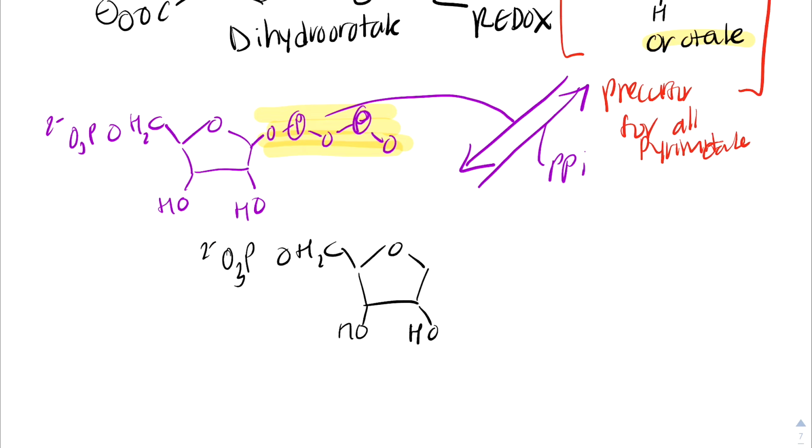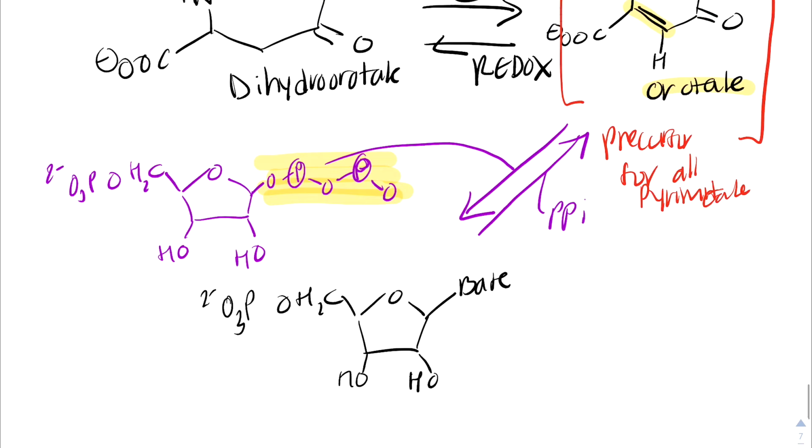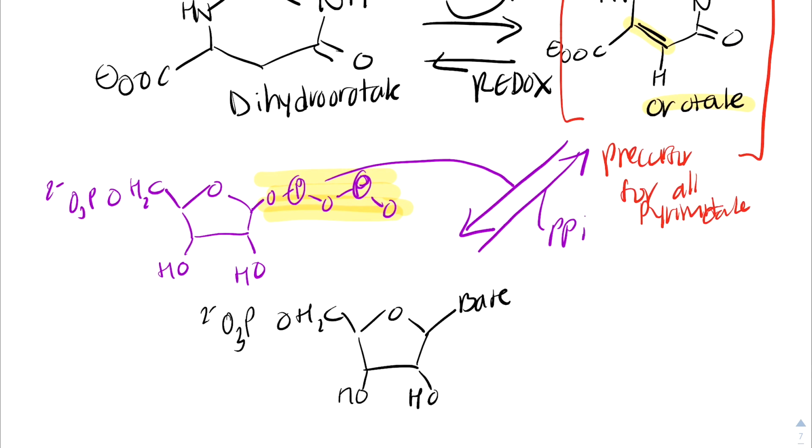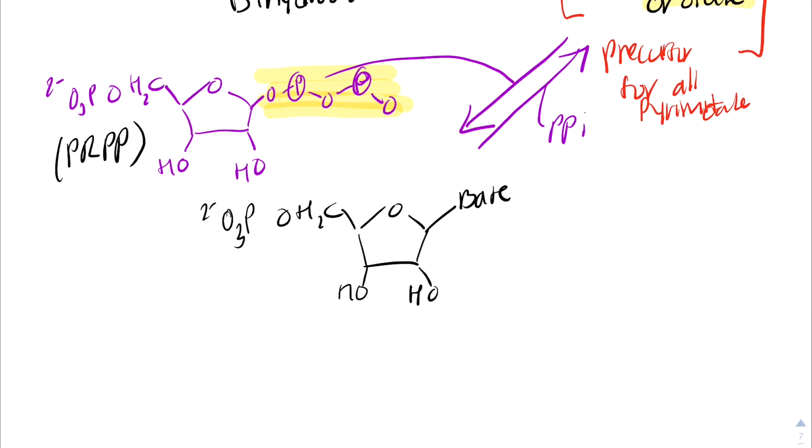Plus your pyrimidine ring. So this is the base. I'm just going to denote it as base, whatever base it is. Okay. And that's how you form your nucleoside. And this is also catalyzed. So this molecule right here is PRPP. And PRPP is synthesized from ribulose 5-phosphate and the addition of ATP, and that's actually how you create the structure here.